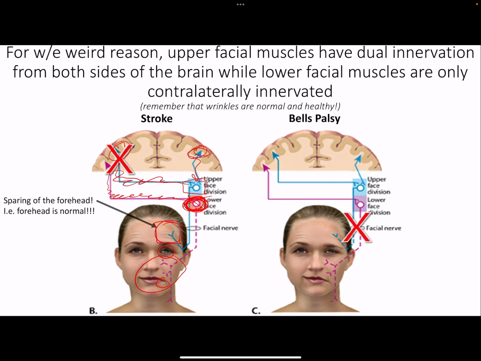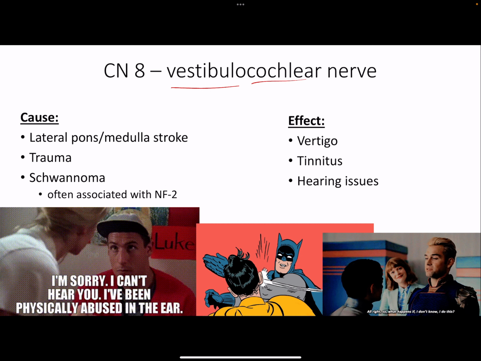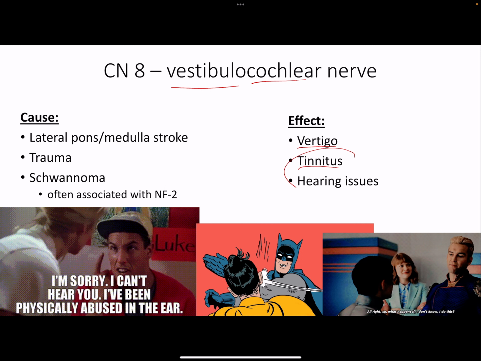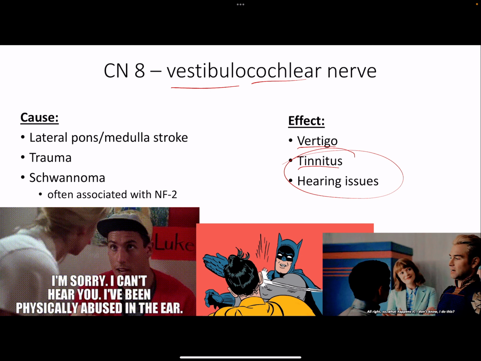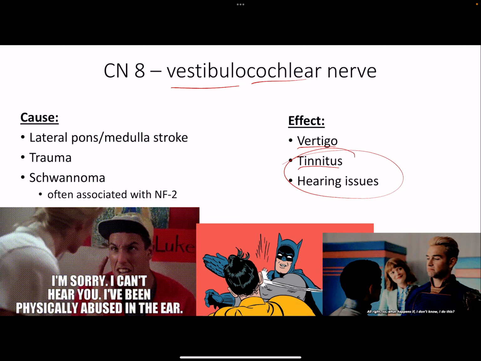Vestibulocochlear. Vestibulo is balance. Cochlear is going to be for hearing. So we are going to have vertigo, the balance, and then tinnitus, like ringing in your ear, and maybe a little bit of deafness. How do you get this?